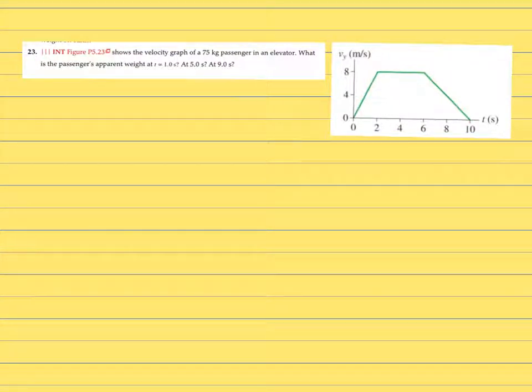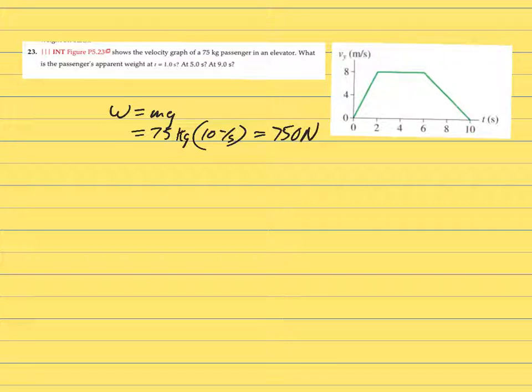All right, this one's fun. There's like an A, a B, and a C here. So first thing I want to do is just find this dude's weight. Weight equals mass times gravity. His mass is 75 kilograms. Gravity is about 10. Let's just all agree this dude's weight's 750 newtons.